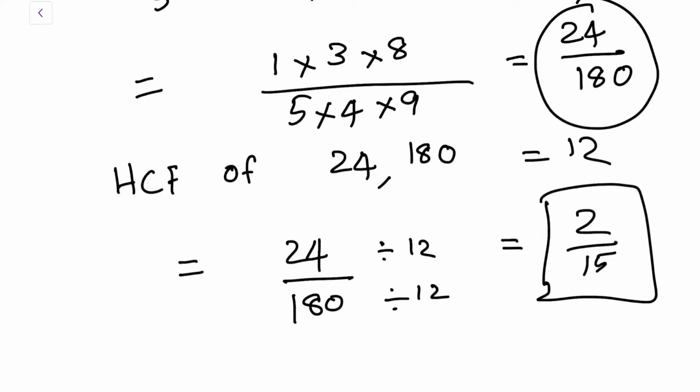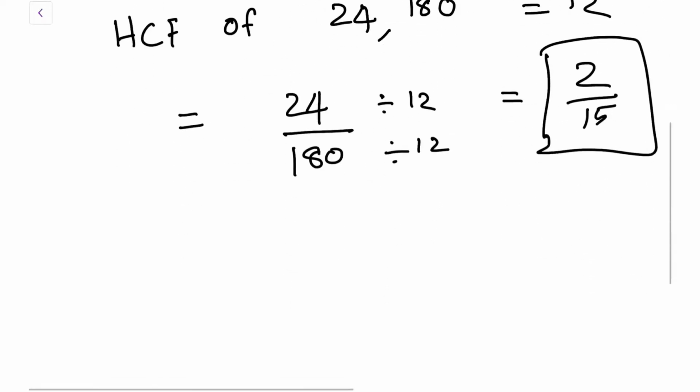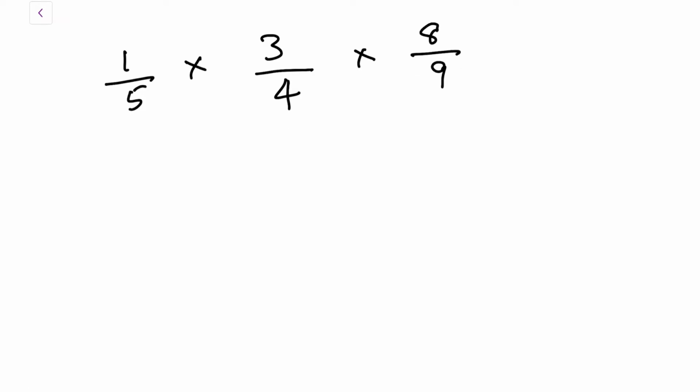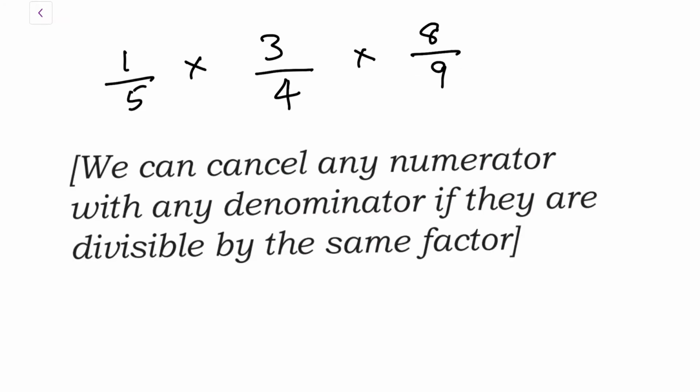Now there is another method which we can use to do the multiplication. For the same example, let's use the other method: 1 by 5 into 3 by 4 into 8 by 9. Now in this method, we can cancel any numerator with any denominator if they are divisible by the same factor. Alright, so we need to look for common factors and then do the cancellation.